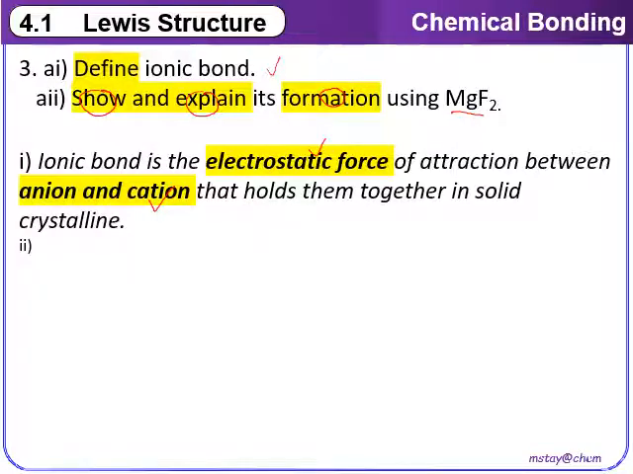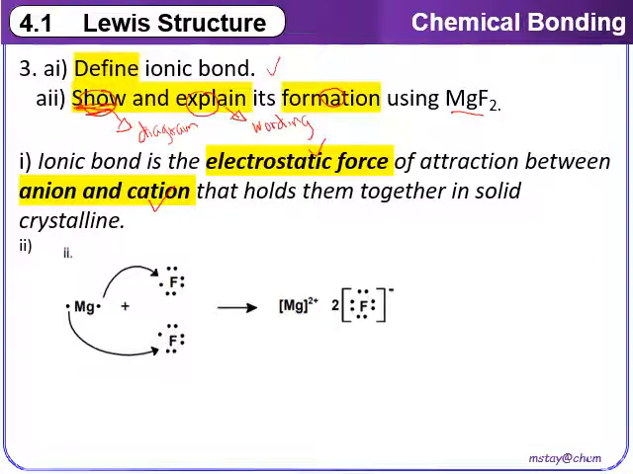Okay, second part, remember here, you need to show. When we show, normally we use a diagram. And when we want to explain, normally we use wording. So let's look at the answer. For the part of show, you have to show there is one magnesium atom with 2 valence electrons, and then 2 fluorine atoms, and each of them has 7 valence electrons. Why do we need to show the atoms? Because this question is saying that formation means that you want to show before and after.